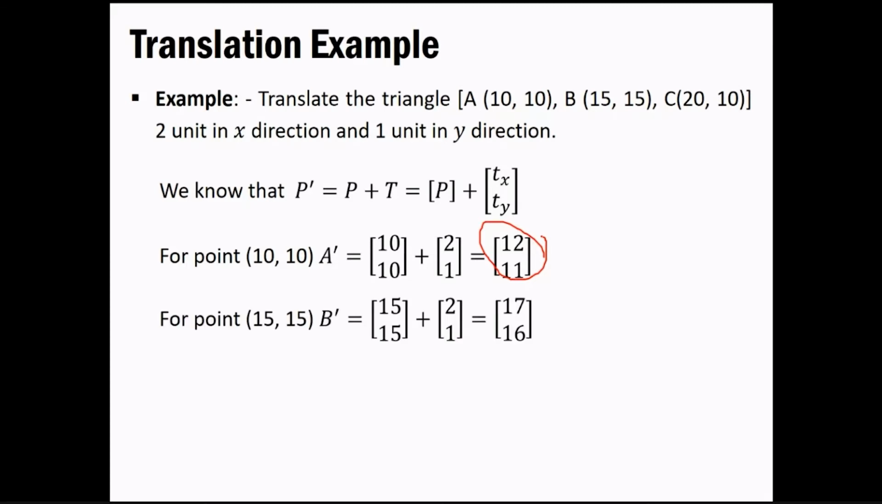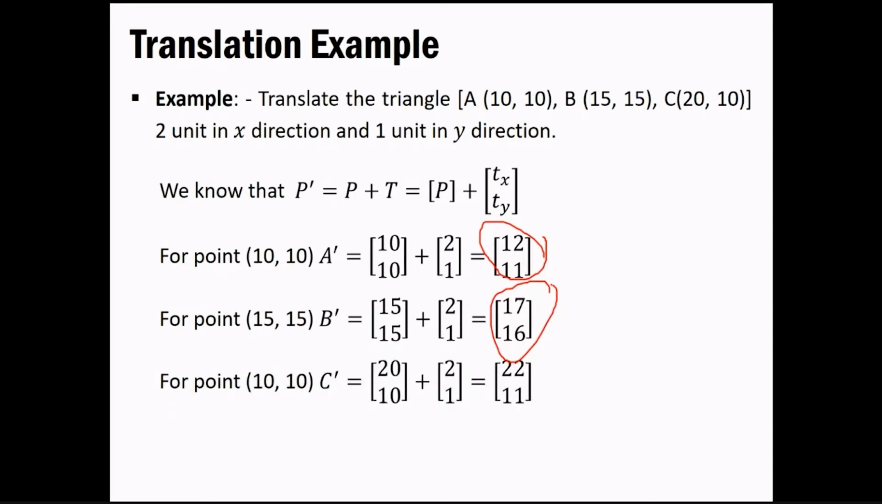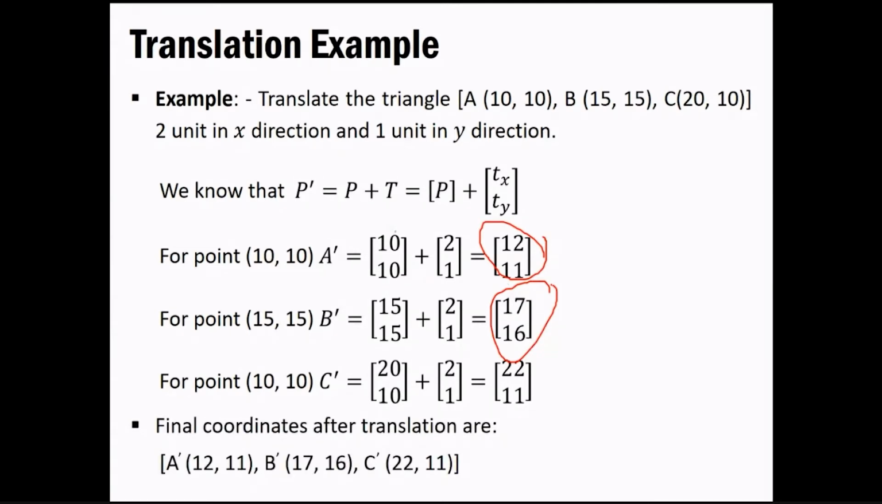Similar thing goes for 15 15. The same approach is adopted here: put it in column vector form, in matrix form, and then add the required values as given in the question. You will get new coordinates as the translated form, so you have 17 and 16. Similar thing goes for the third point, which in our example is 20 10. Okay, you have one mistake over here, that is 20 10.